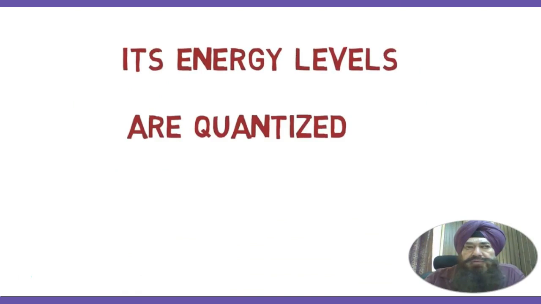The energy levels of a silicon atom are quantized. Quantized means the valence electrons, there are 4 valence electrons, are in levels of fixed energy, right?